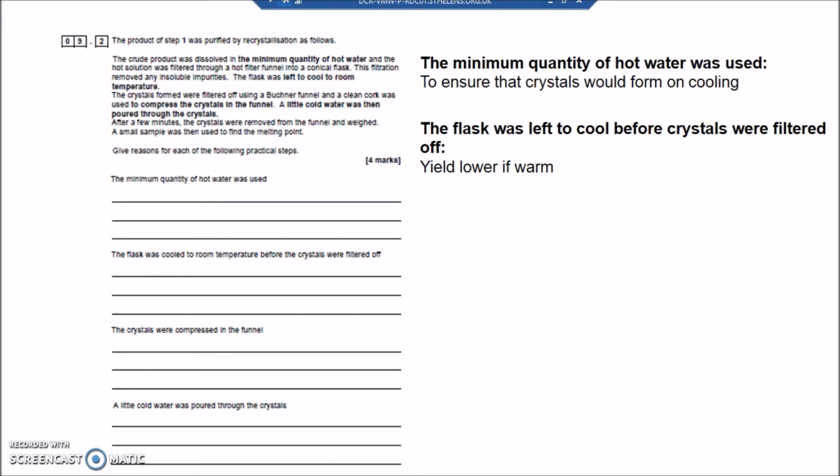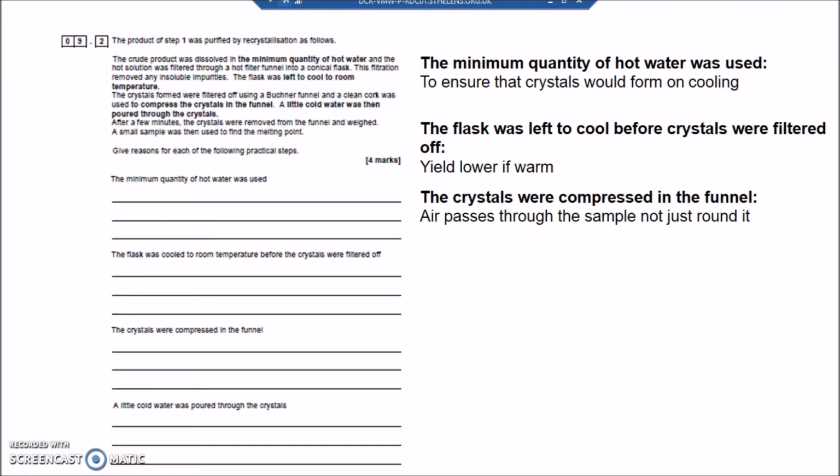The flask was left to cool before the crystals were filtered off. If you cool it, then the crystals are reformed, and the colder you make it, the more crystals are formed. If you don't leave it to cool, if you leave it hot, then no crystals will form at all. So you make it cool so the crystals reform and you get a high yield of the crystals when the solution is cool.